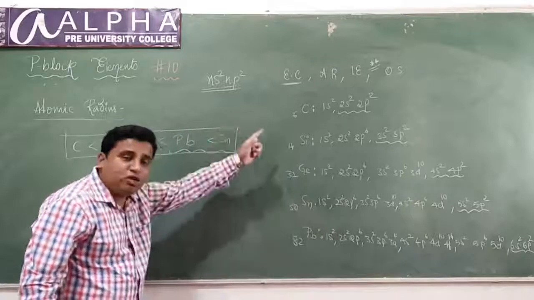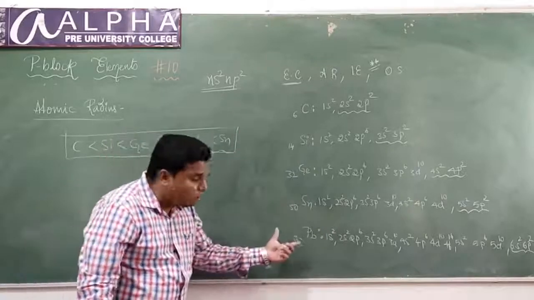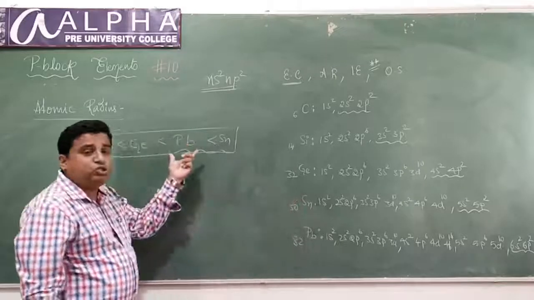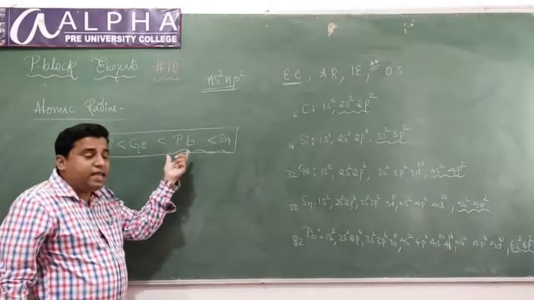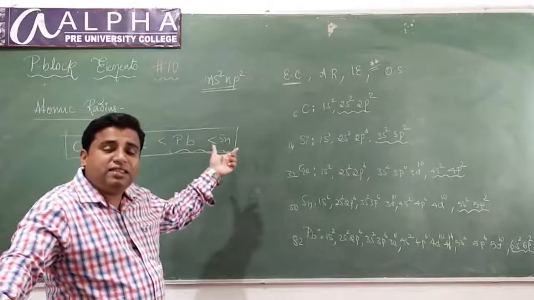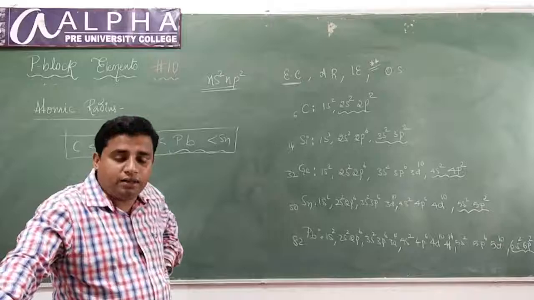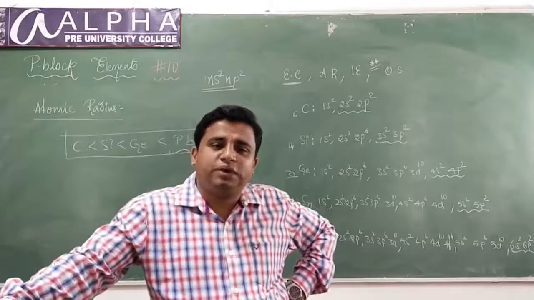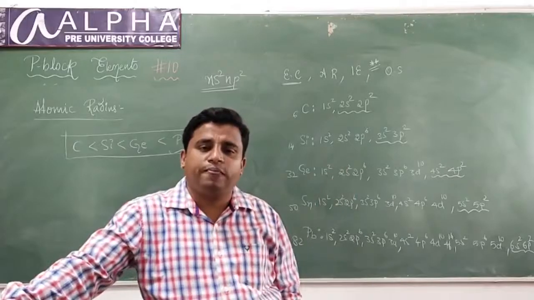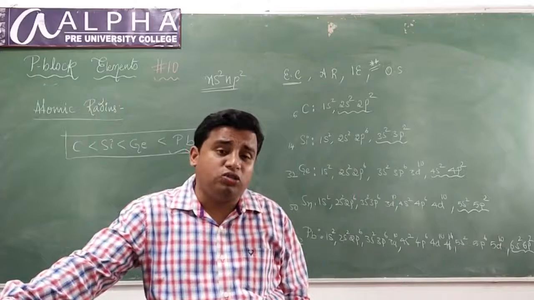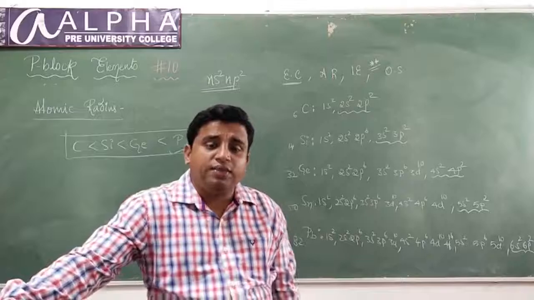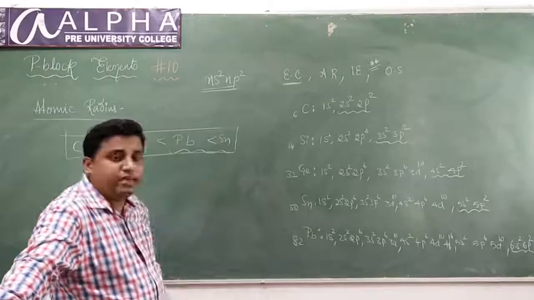I hope you are able to understand what is the change here. Down the group the atomic radius should increase. That means the atomic radius of lead is expected to be more than that of tin. But what is actually happening here? The atomic radius of lead is less than that of tin. How do we explain this phenomenon? Any idea? We have explained this in the boron family also. We are expecting the atomic radius to increase, but the atomic radius of lead is less than that of tin. Why?